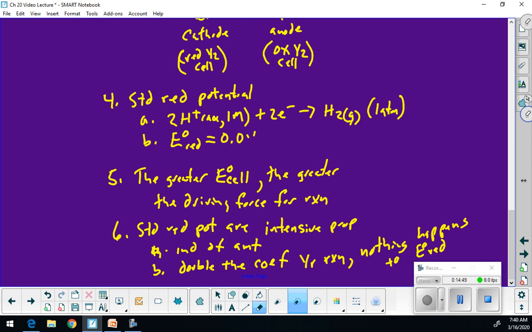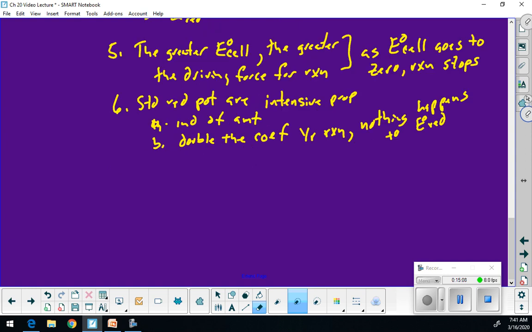I guess I should add one other thing here, right? As my E cell goes to 0, the reaction stops. All right, because I no longer have a driving force. Cool. Let's see one other thing, and then maybe we will answer some questions.